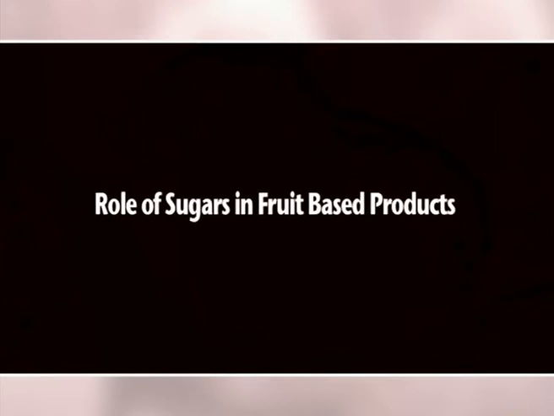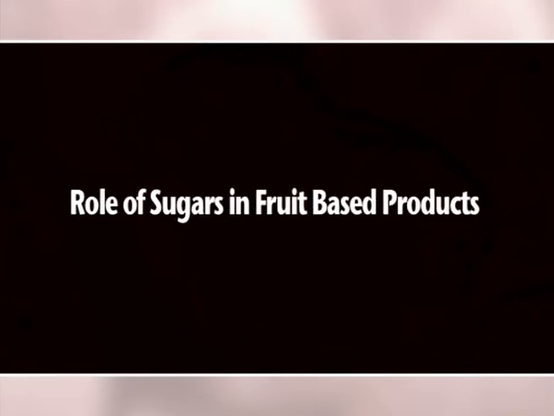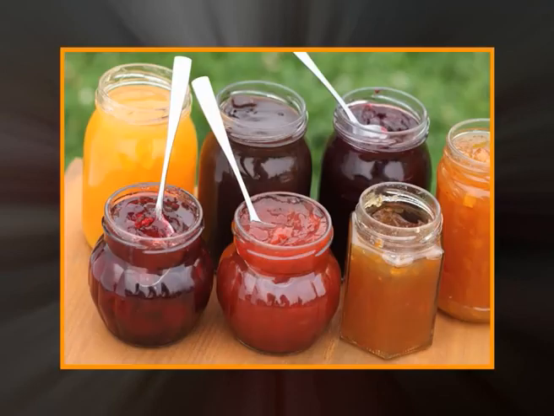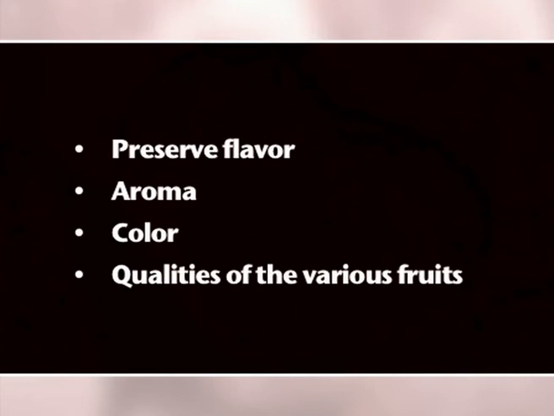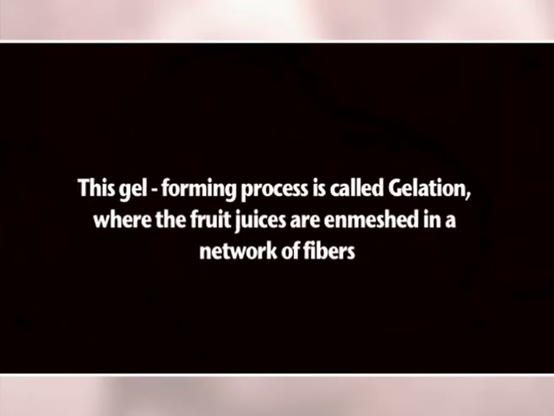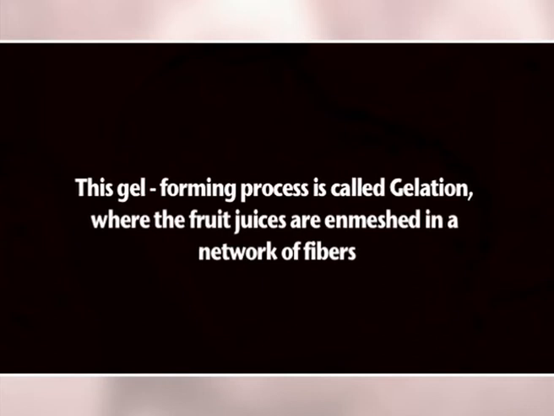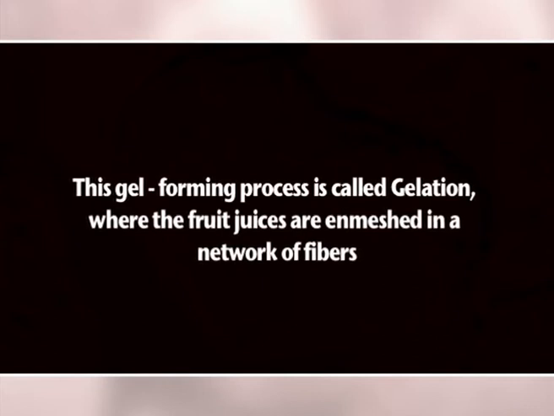Now the role of sugars in fruit-based products. In jellies, marmalades, jams and preserves, sugars help to capture and preserve flavor, aroma, color and qualities of various fruits. Its role in gelling. Sugar is essential in the gelling process of jams, preserves and jellies to obtain the desired consistency and firmness. This gel forming process is called gelation, where the fruit juices are enmeshed in a network of fibers. Sugar is essential because it attracts and holds water during the gelling process.